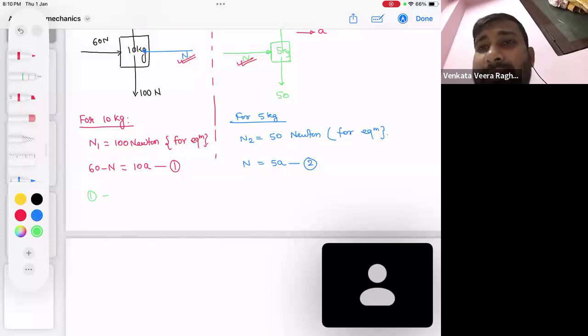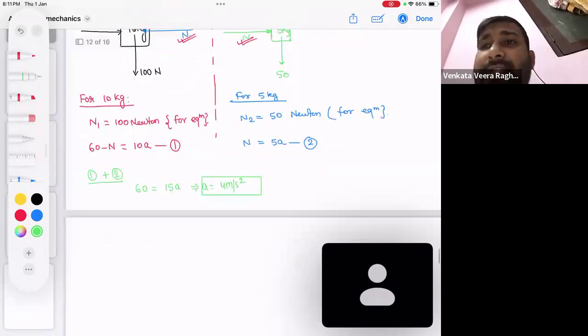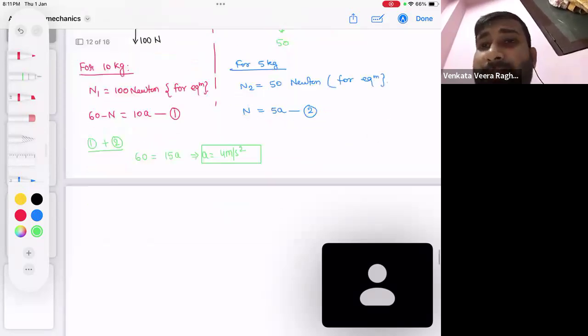If we add 1 and 2, minus N plus N cancels out. 60 equals 10 plus 5, 15a. So we have acceleration equal to how much? 4 meter per second square. And if acceleration is 4 meter per second square, let's put it in equation 1. If you put the value in equation 1, what will it become?